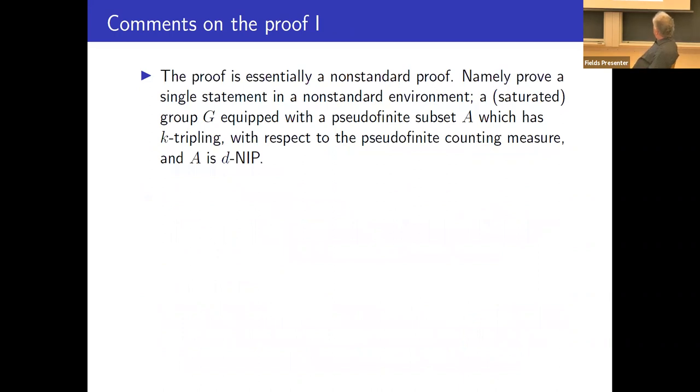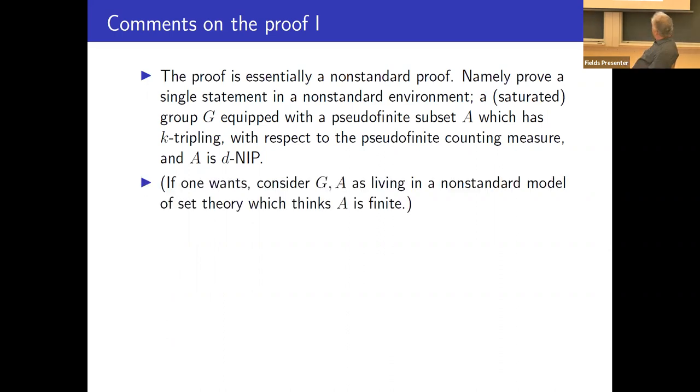Now, the proof is essentially a non-standard proof. Namely, you prove a single statement in a non-standard environment, which you could think of as a saturated group equipped with a pseudo-finite subset with K tripling, et cetera, and A is definable there, with respect to the pseudo-finite counting measure. When I say definable, I mean the relation X times Y in A. I like to think of pseudo-finite work simply as work in the context of a non-standard model of set theory, which thinks A is finite. It's a very nice way of doing pseudo-finite mathematics rather than ultra products, which I don't like very much.